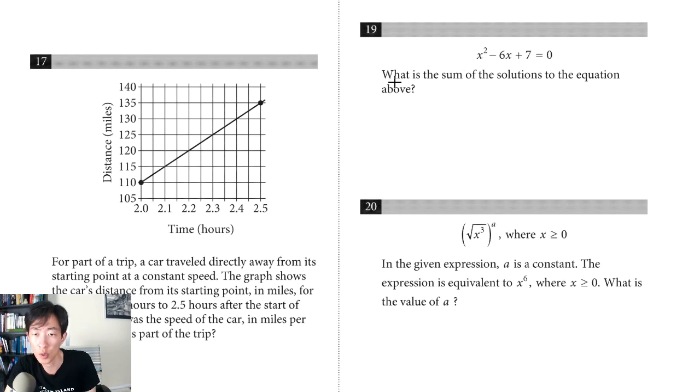Question 19, what is the sum of the solutions to the equation above? You should recognize very quickly that this is not factorable because 7 is a prime number, so the only factors are 1 and 7. Given that this is positive, there's no way to make -6 when you add them together. So you're going to have to use a quadratic formula. You guys know that. It's negative b plus or minus the square root of b² - 4ac all over 2a.